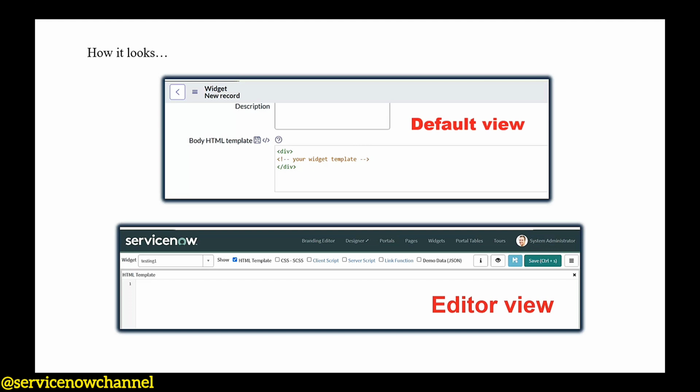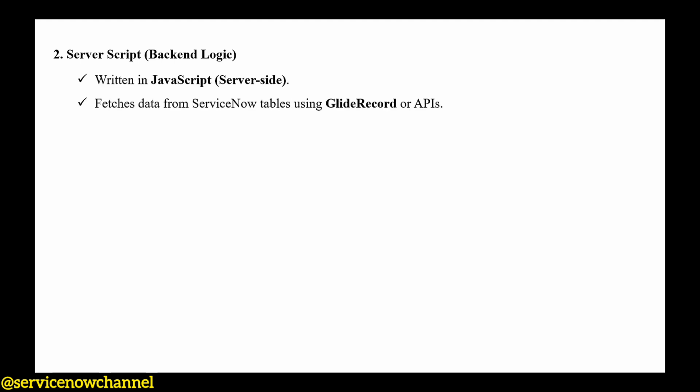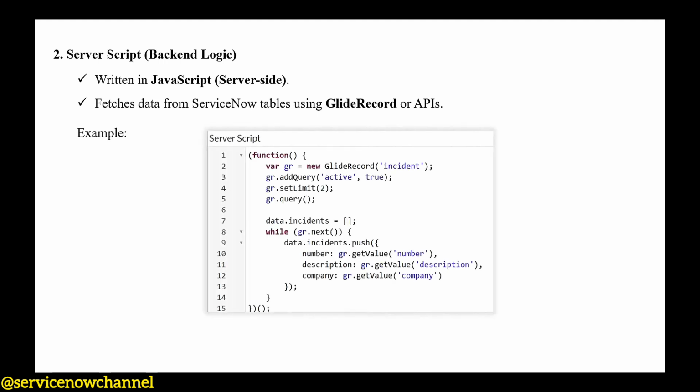Let's see the next one, the server script, which is the backend logic. Here we will write some code. In the server script component, we write JavaScript to fetch data from ServiceNow tables using GlideRecord or APIs.